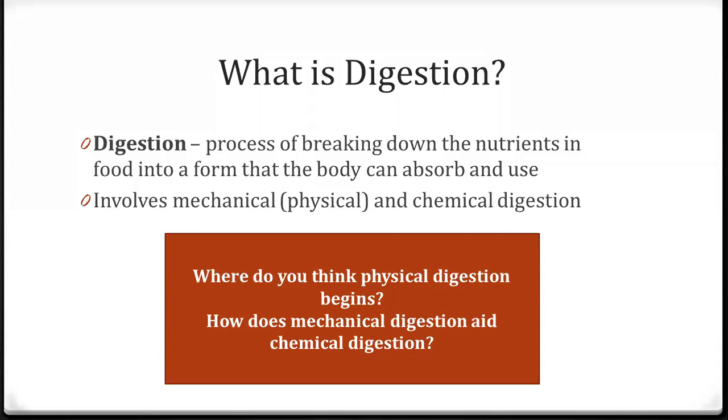All right, let's get started. So digestion is the process of breaking down nutrients in food into a form that the body can absorb and use. It involves both mechanical digestion and chemical digestion.